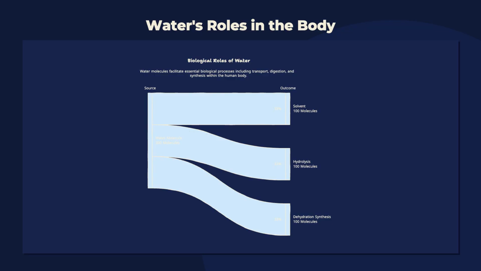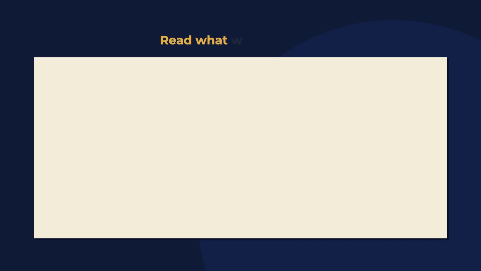But water isn't just a backdrop for chemistry. In hydrolysis, it's added to split molecules apart for digestion. And in dehydration synthesis, it's removed as smaller molecules join to build proteins, glycogen, and fat.